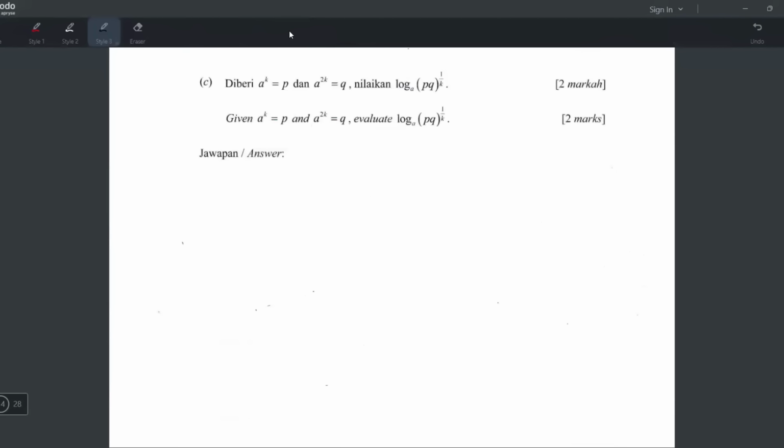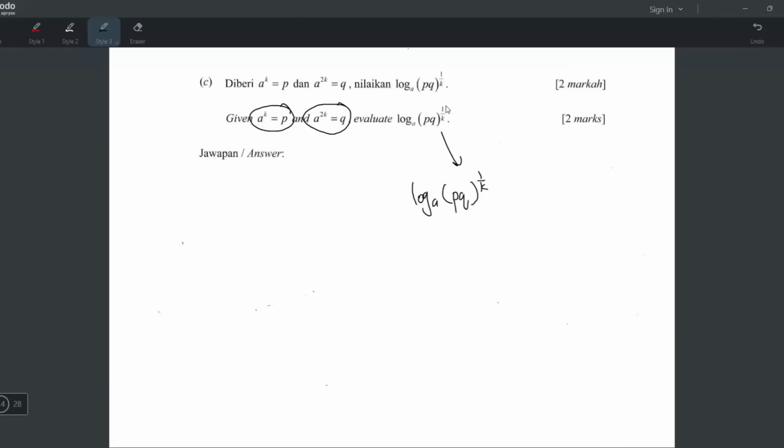Now let's do C. Alright, this looks like a log question because there is a log. Given A power K equals P, A power 2K equals Q, evaluate log base A of PQ power 1 over K. So I'm going to write this down. I want to find log base A, bracket PQ, bracket power 1 over K.